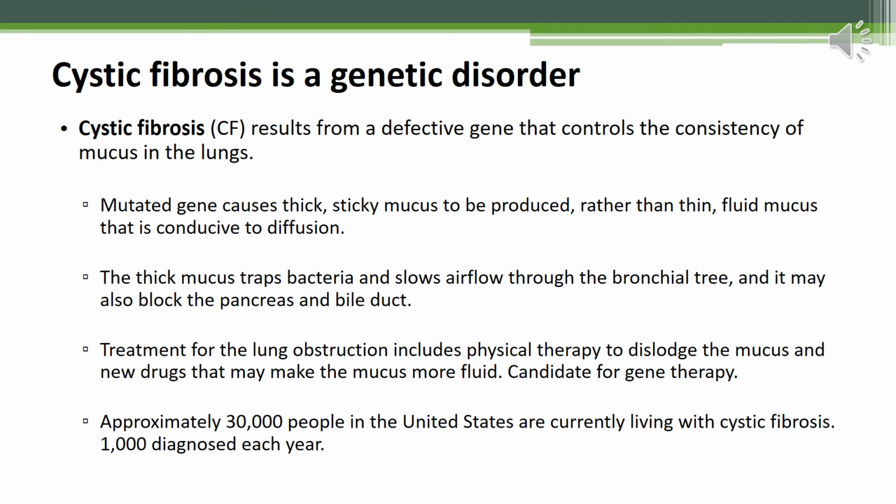There are approximately 30,000 people in the United States currently living with cystic fibrosis, and 1,000 are diagnosed each year. I would say we probably lose nearly that many each year. And typically the average lifespan for someone with cystic fibrosis is around 25 years old, so their lifespans are pretty short.